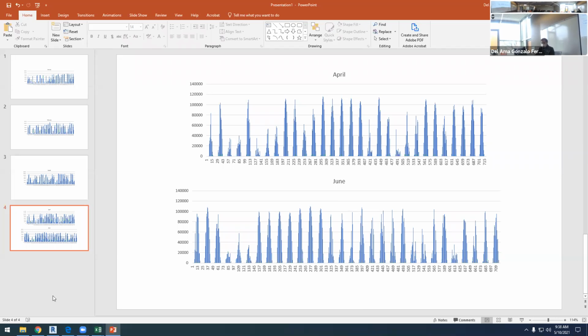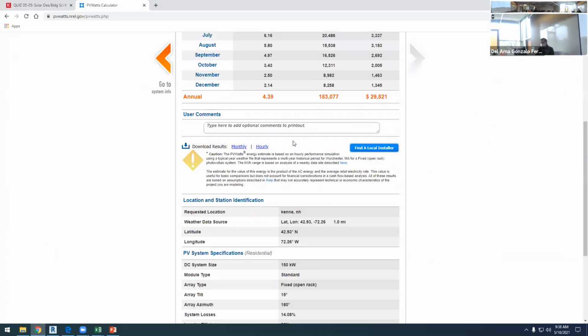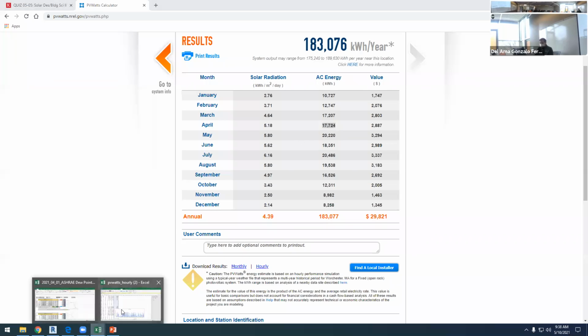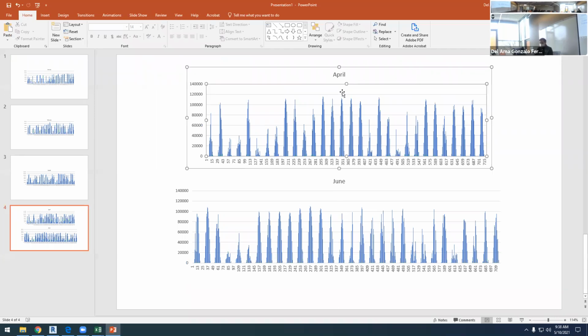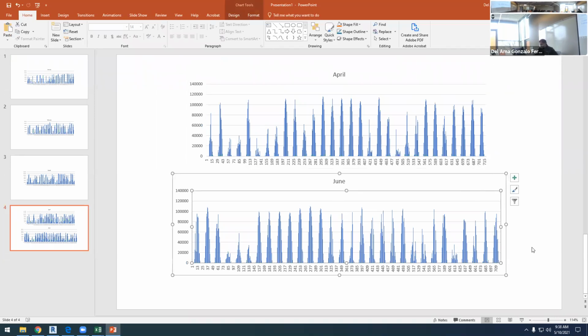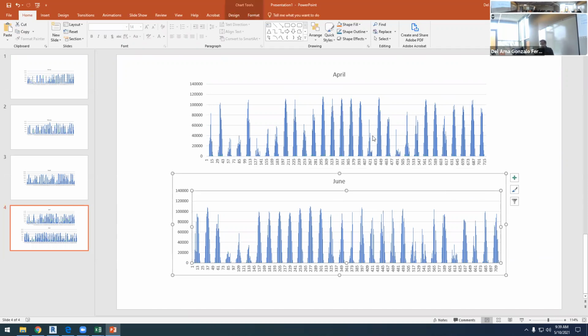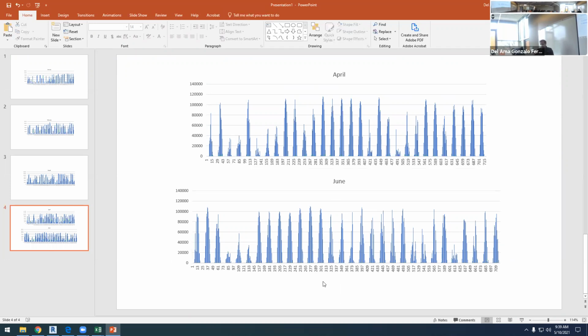Although the total, because that's the other thing we have to analyze, the total performance in June, you see that it's higher than the total performance in April. This is because we have more sun hours in June than in April. But the peak performance is higher in April than in June. Okay, so this is the kind of things that we have to analyze. It's about the total production, the peak production. So those are values that we have to analyze and try to understand what's going on.